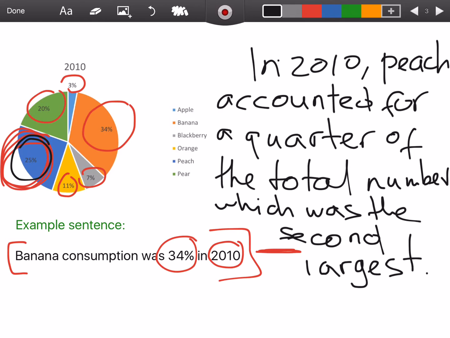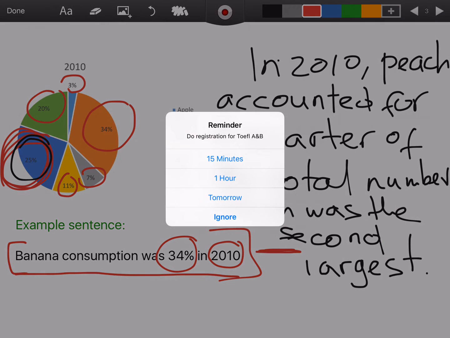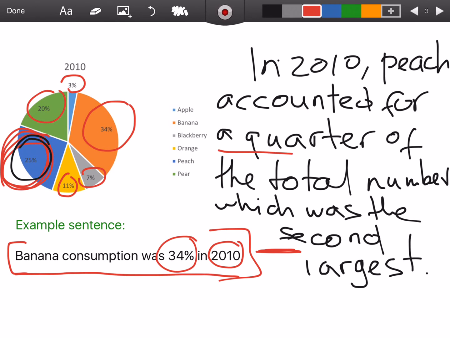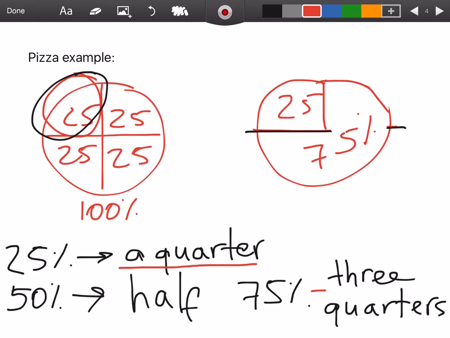Sorry for my handwriting, but the purpose is here to show you the difference. So in here, banana consumption was 34% in 2010. So we already said the number, the percentage. Now, in the second one, we say in 2010, peach accounted for a quarter of the total number, which was the second largest. I hope this makes it clear. We have done the 25 percentages.